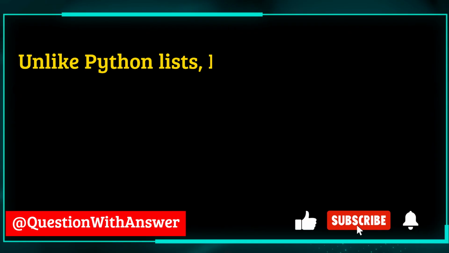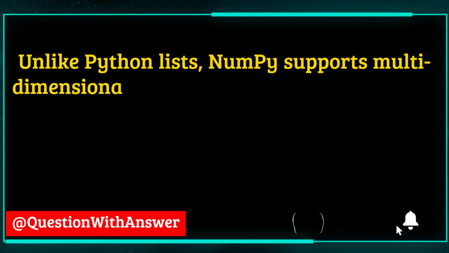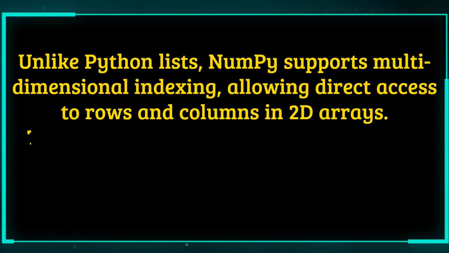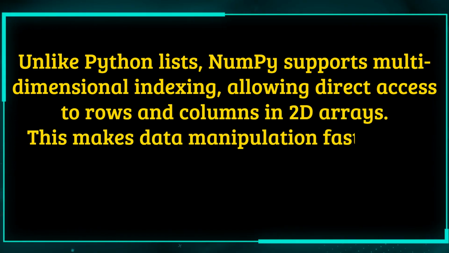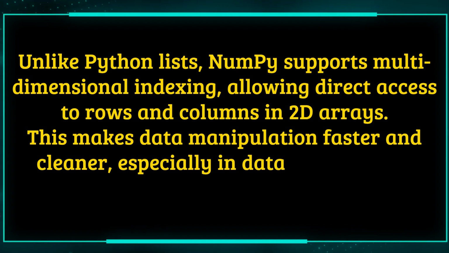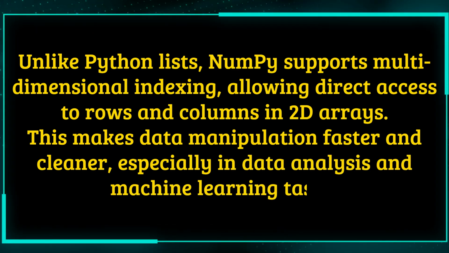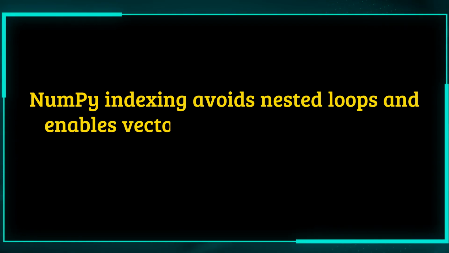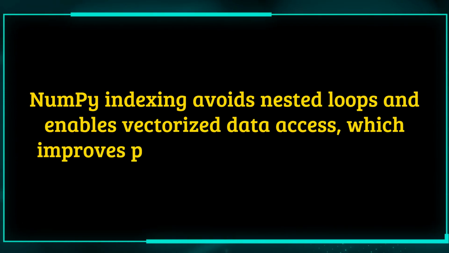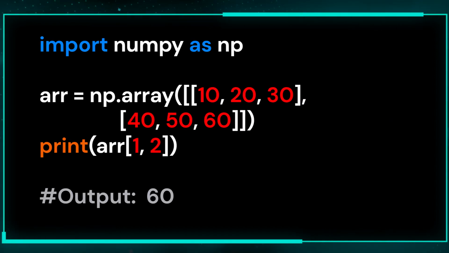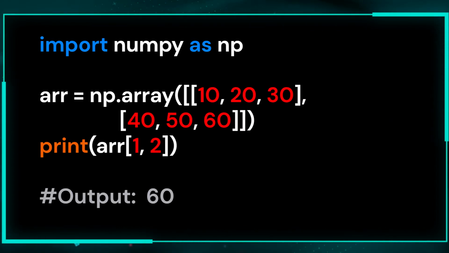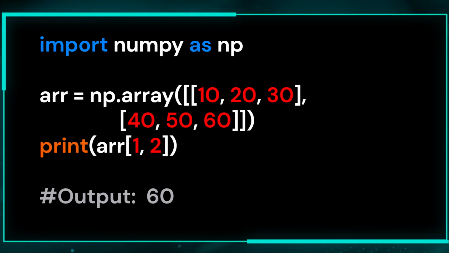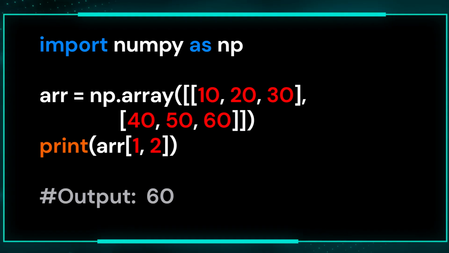Unlike Python lists, NumPy supports multidimensional indexing, allowing direct access to rows and columns in 2D arrays. This makes data manipulation faster and cleaner, especially in data analysis and machine learning tasks. NumPy indexing avoids nested loops and enables vectorized data access, which improves performance and readability. This code accesses an element from a 2D NumPy array using row and column indices. It directly retrieves the value without looping.